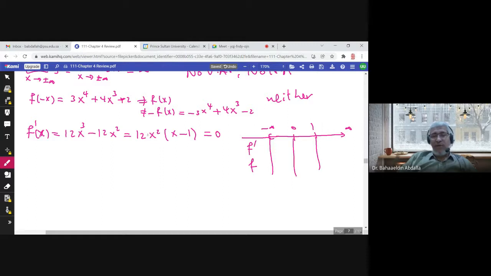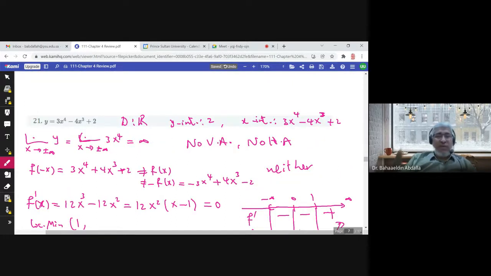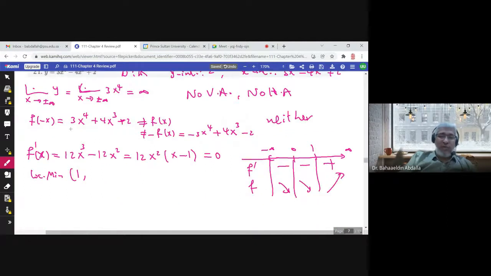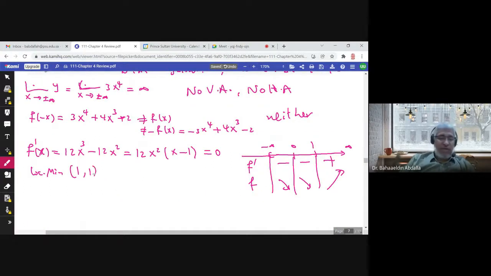Well, x squared is always positive, 12 always positive, so with x minus 1, everything depends here. If x is greater than 1, f prime would be positive. If x is less than 1, it would be negative. Negative 1 also negative. So these are the signs of f prime. So decreasing, decreasing, increasing. So we have a local minimum at 1, and f of 1 is 3 minus 4, negative 1 plus 2, that's 1. So 1, 1 is a local minimum, and there is no local maximum.